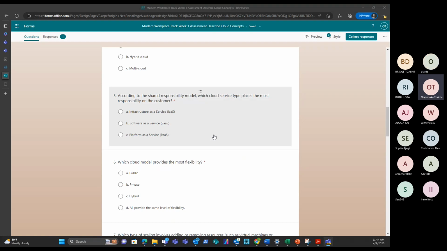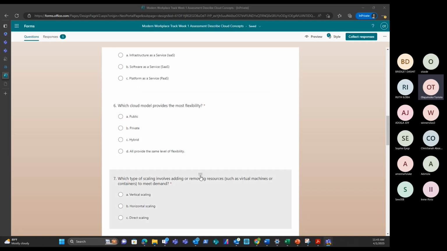According to the shared responsibility model, which cloud service places the most responsibility on the customer? Number 5. Roots is the first person, in group E with Sophie again. What's the answer? Infrastructure. You said A or B or C? I can't hear you very well. A. Okay, so that means group E has 2 points now. That's infrastructure as a service, the correct answer. Please, can you always put down your hand?